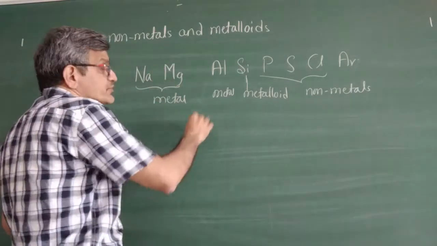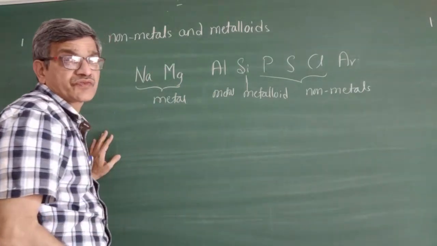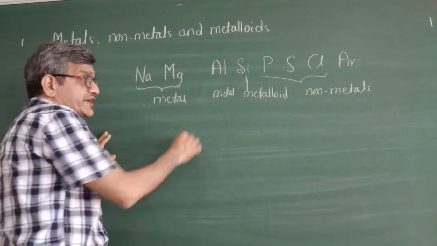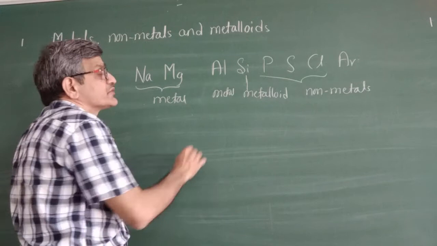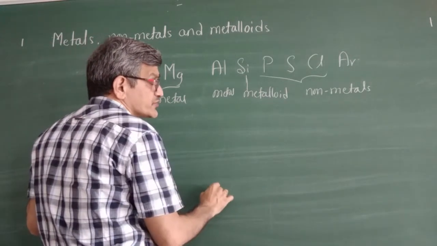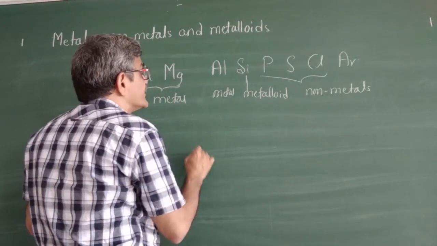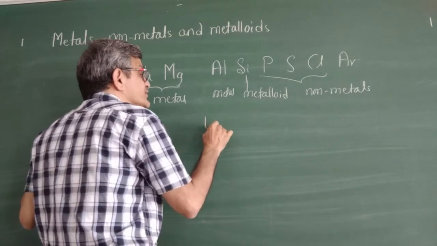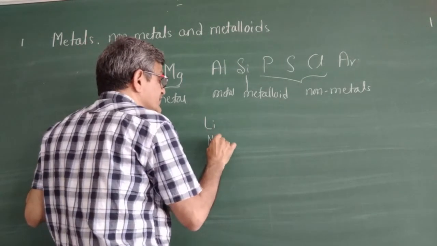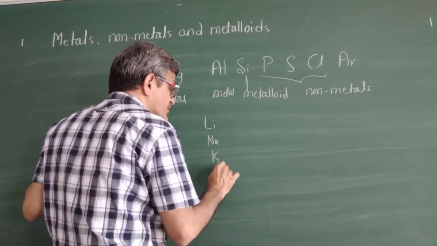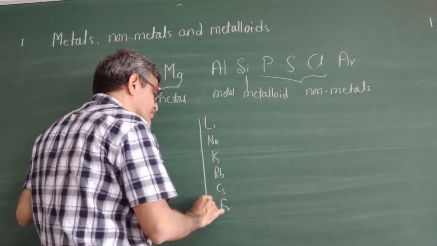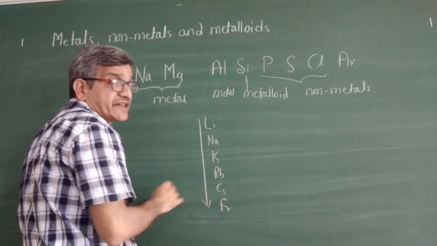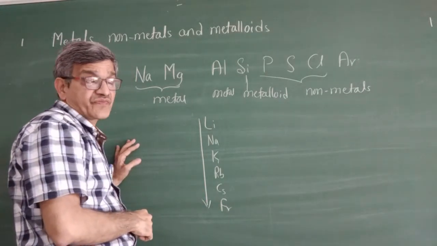Then what happens down the group? When you move down the group, metallic character increases. For example, in the first group, the elements are Li, Na, K, Rb, Cs, Fr. As you move down the group, metallic character increases.